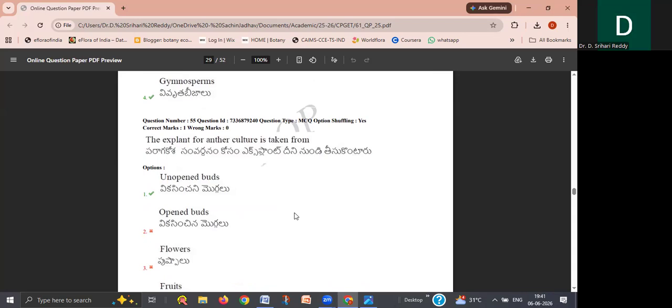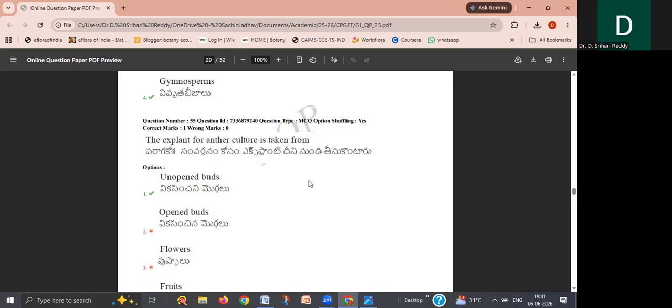The next question: the explant for anther culture is taken from. The tissue which we use in tissue culture from the mother plant is called the explant. The explant is inoculated on the tissue culture medium. For pollen culture or anther culture, we use the unopened buds because we have to take the pollen.